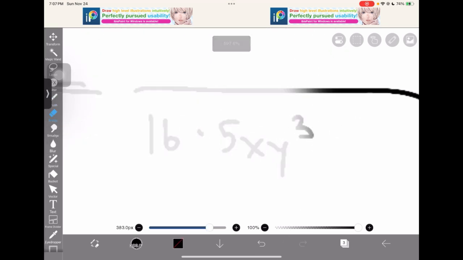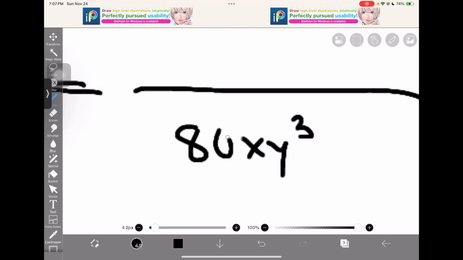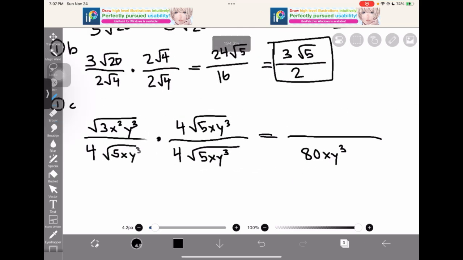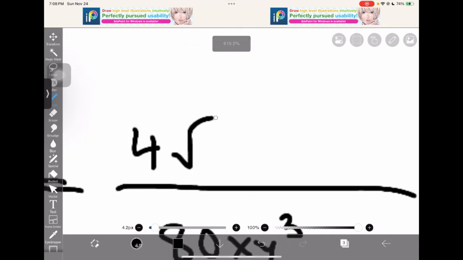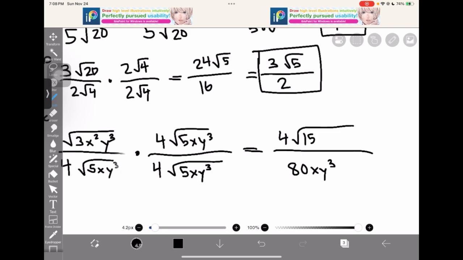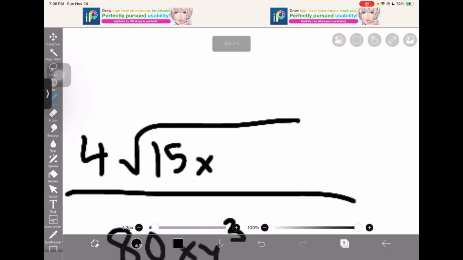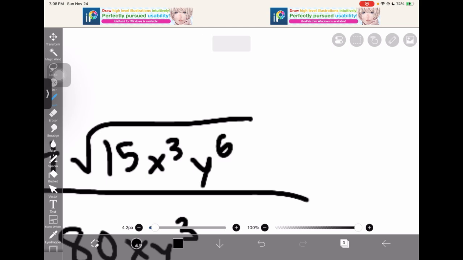Simplifying this, we will get 80. Now same thing from the top. It's going to turn to 4, and then square root of 15, because 3 times 5 is 15. X squared times x is x cubed, while y cubed times y cubed is y to the 6th power.